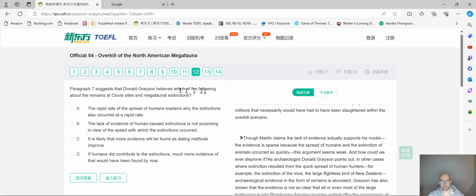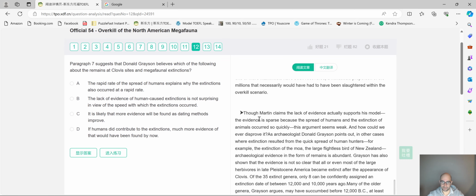Donald Grayson believes which of the following about the remains at Clovis sites and megafaunal extinctions. So we have a bunch of words here, but I believe Donald Grayson is our subject, so keep that in mind. Okay, so you're reading the paragraph. Though Martin claims, so be careful, guys. Martin is not our subject. It was Donald Grayson, so don't mix them up. It happens all the time with test takers, so be really precise.